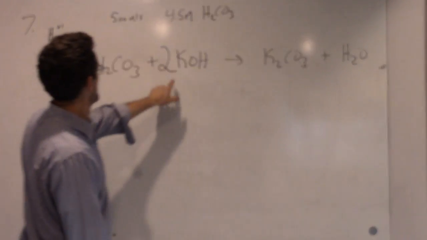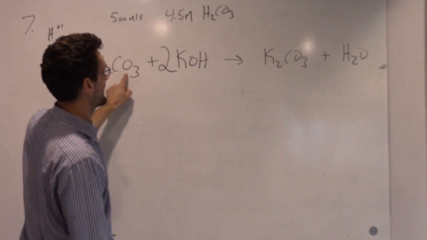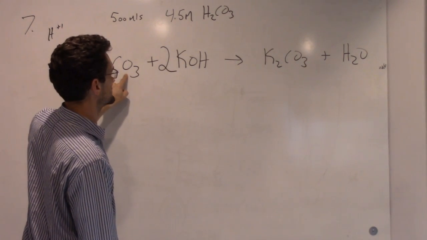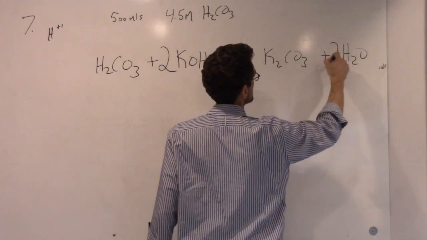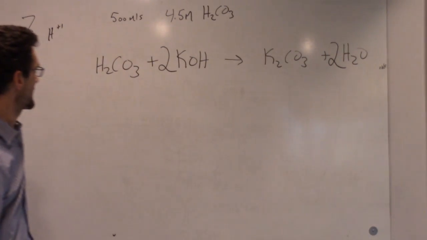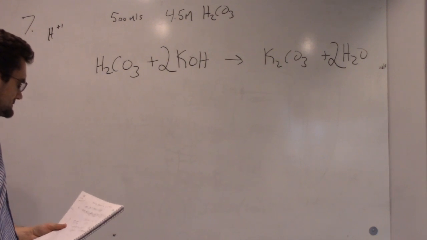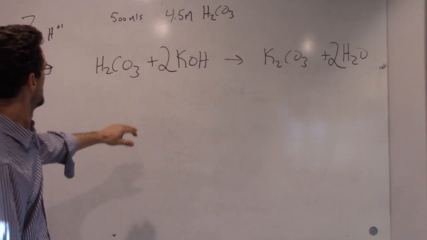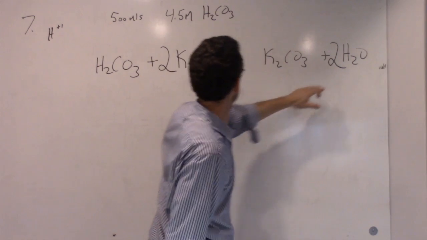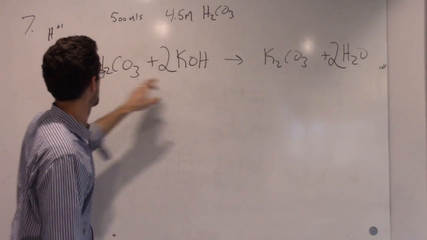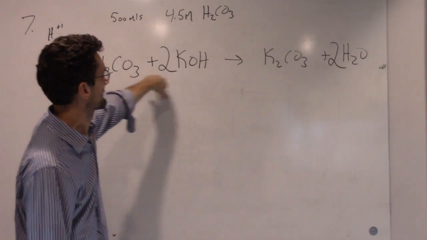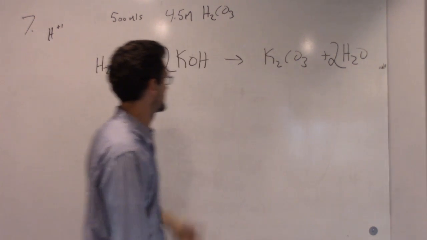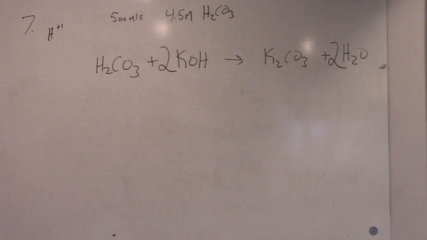I got 5 oxygens over here. I've only got 4 over here, but look, all I've got to do is this. I just stick a 2 in front of my hydrogen. Now I've got a total of 4 hydrogens over there, a total of 4 hydrogens over here, a total of 5 oxygens over here, and a total of 5 oxygens over here. That's balanced. Well, that was an easy one.